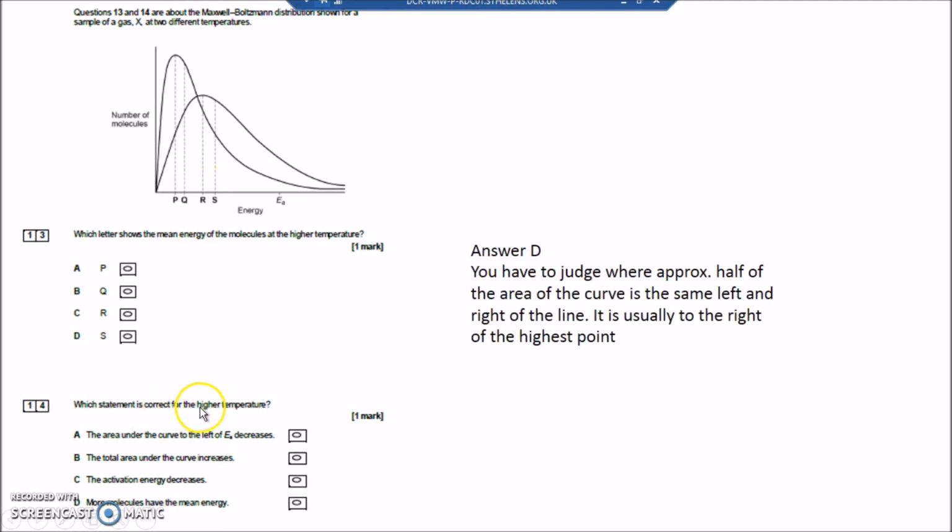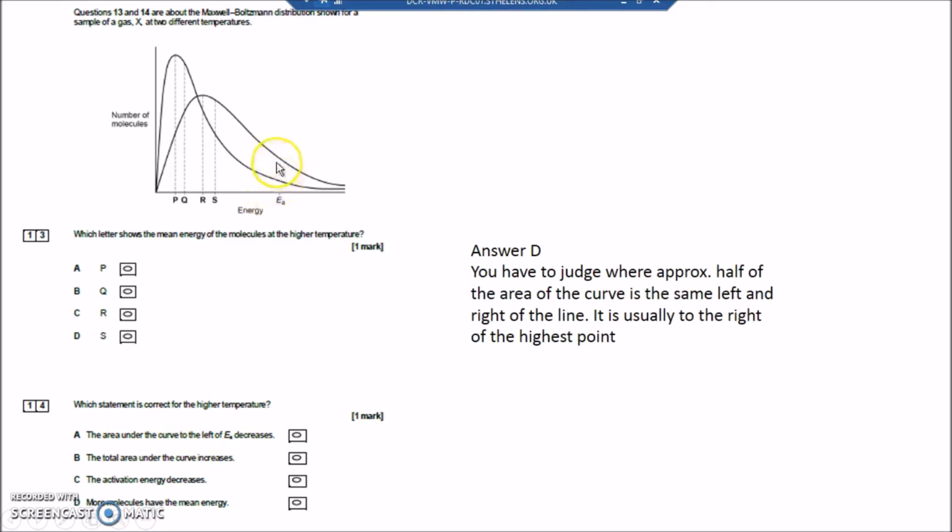Which statement is correct for the higher temperature? The area underneath the curve to the left of EA decreases, so there's the activation energy. So more particles have the activation energy at the higher temperature. So as to draw the area underneath the curve, then more particles for the higher energy. The area underneath the curve, which represents the number of particles that have the activation energy or above, is greater than at the lower temperature. And so the area underneath the curve to the left of EA decreases.